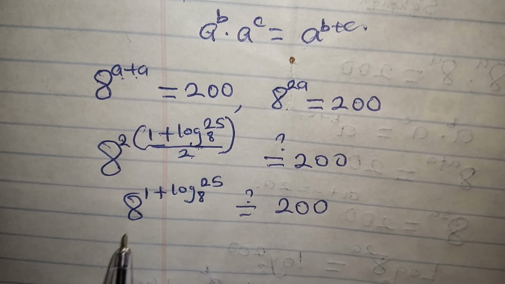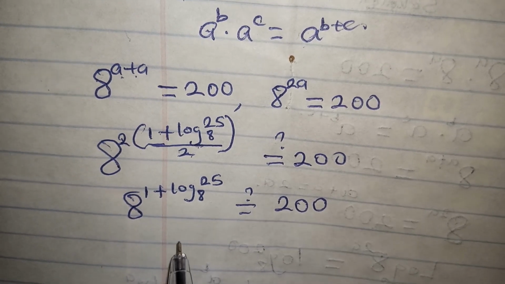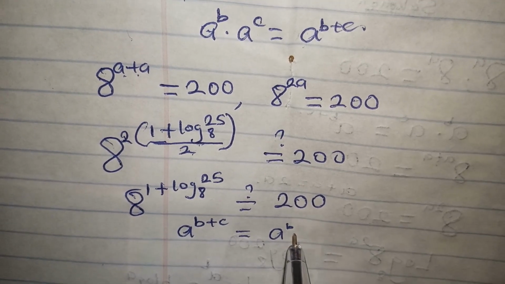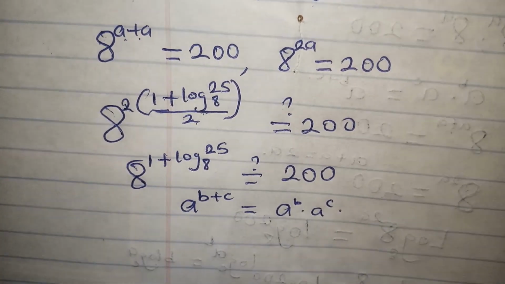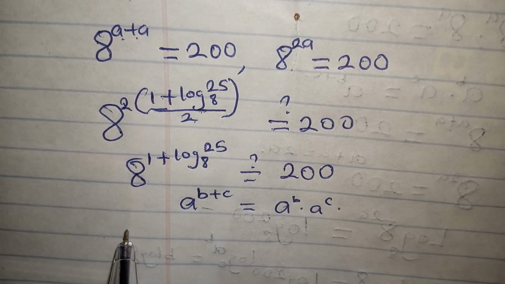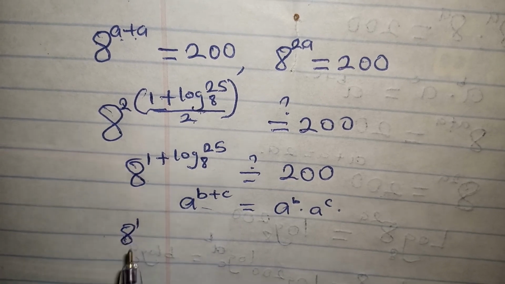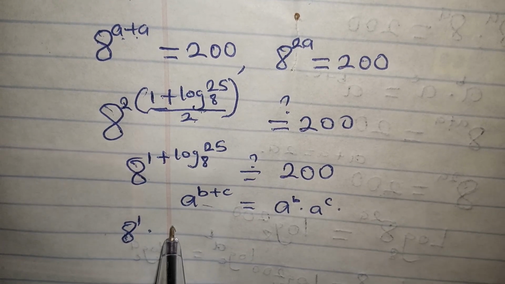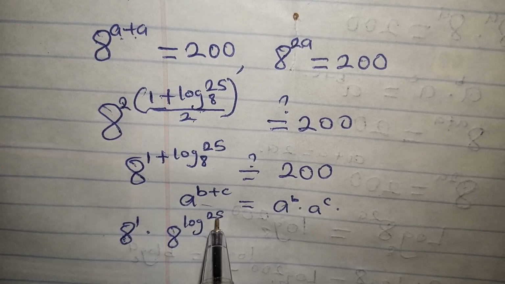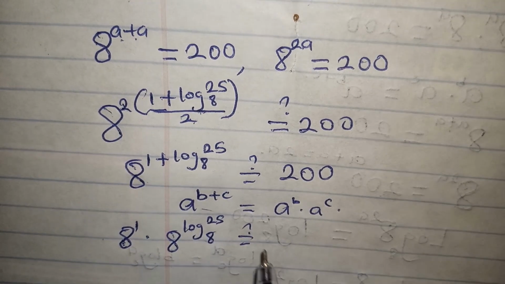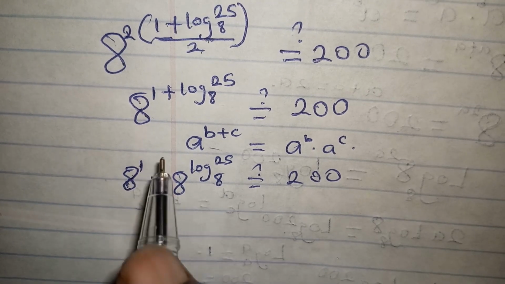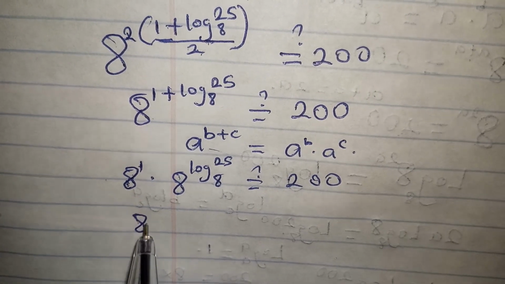From here we are going to apply a rule which says a to the power of b plus c is equal to a to the power of b times a to the power of c. If we apply this principle here, we have 8 to the power of 1 times 8 to the power of log 25 to base 8 equals 200. Now 8 to the power of 1 is equal to 8, so we have 8 times.